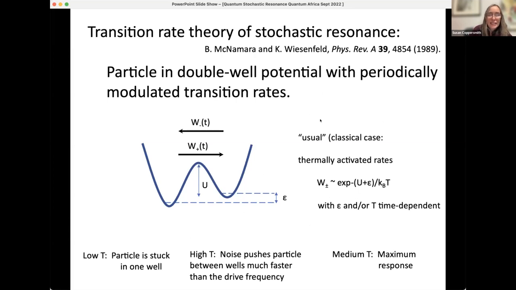Okay, and so then in this classical case, again, what I showed you in the pictures is that if u is really high or T is very low, you're stuck. If u is really big, then you just go back and forth. You don't even notice that the barrier's there. But it's at this intermediate value of temperature, which is of order u, where you get the maximum response.